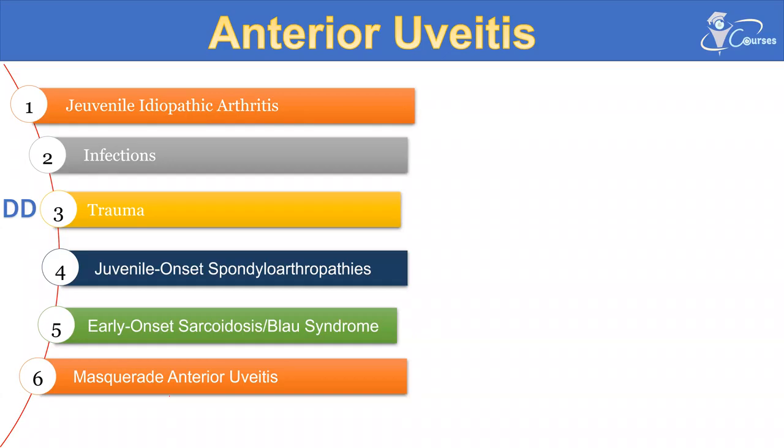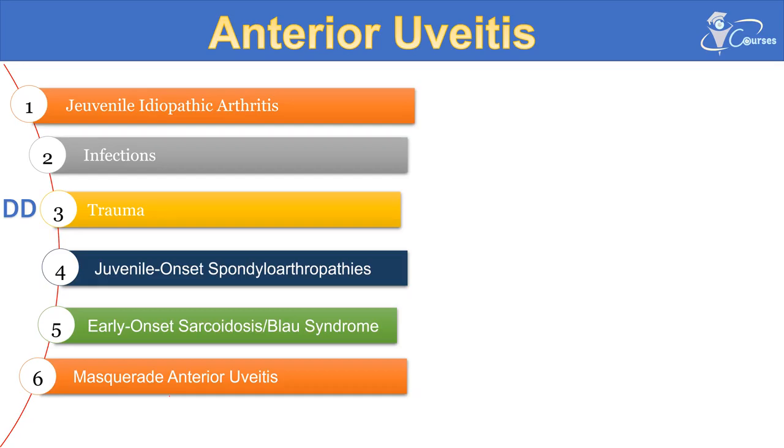Regarding the anterior uveitis or the pediatric anterior uveitis, it can be due to a wide range of reasons, of course. The most important is juvenile idiopathic arthritis, or infections, or trauma, which would be one of the commonest causes. Juvenile onset spondyloarthropathies like ankylosing spondylitis and Reiter syndrome, sometimes they can happen at younger age.